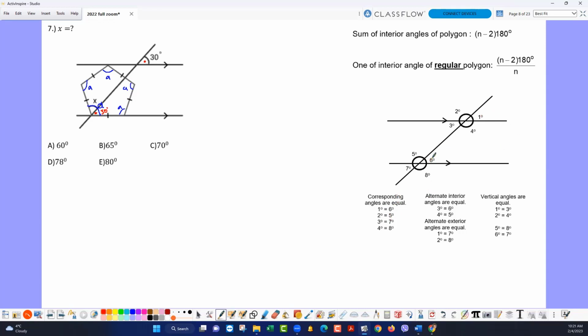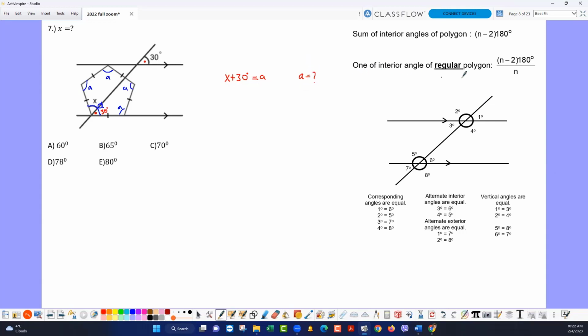So 1 and 6 are equal to each other, 2 and 5 are equal to each other. These are called corresponding angles in English. So this angle is also 30. So we are getting this equation here: x plus 30 is equal to A. And here the question is how to find the value of A. A is equal to what? Then you can find the x value easily.